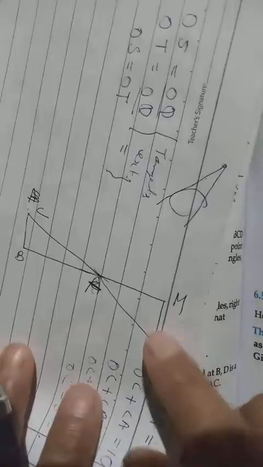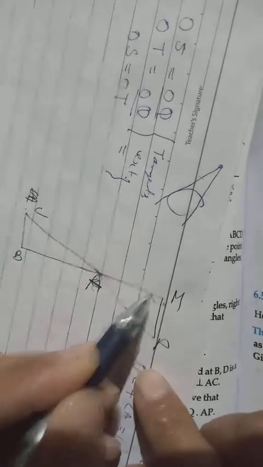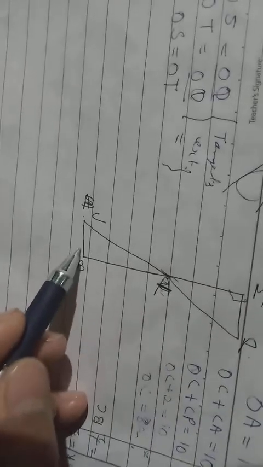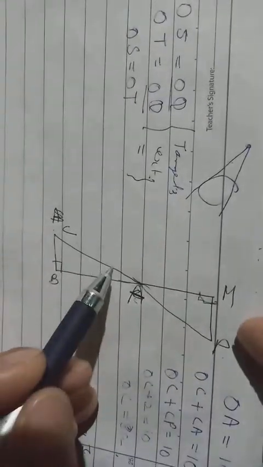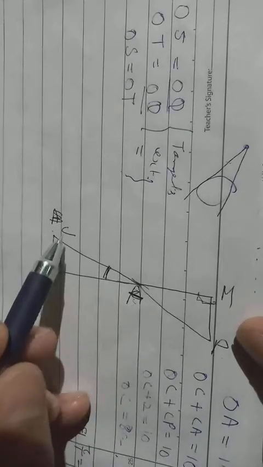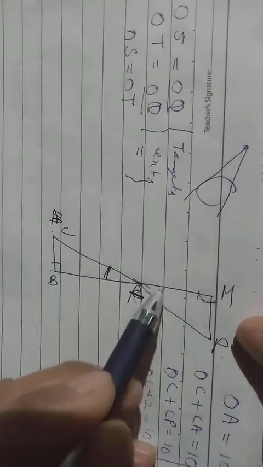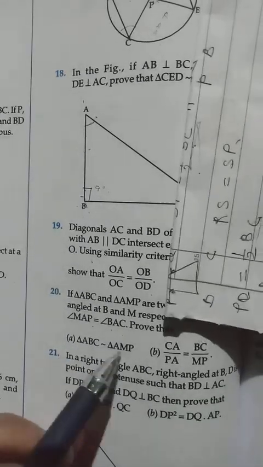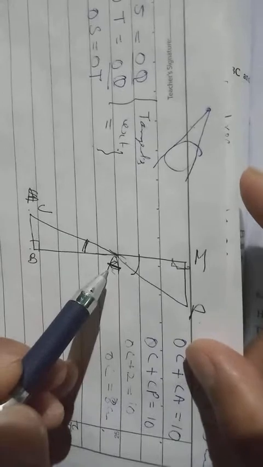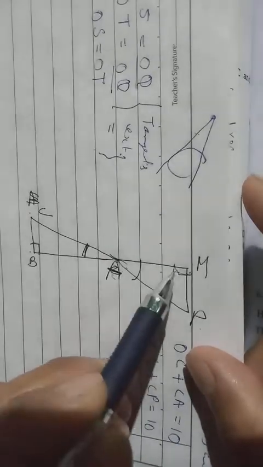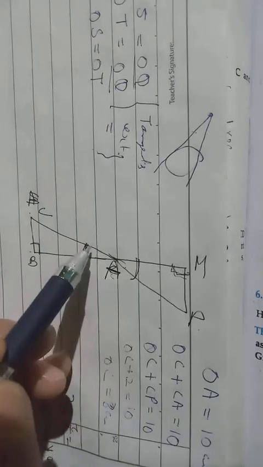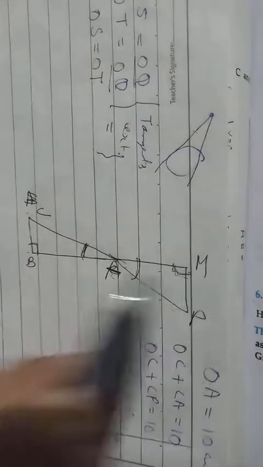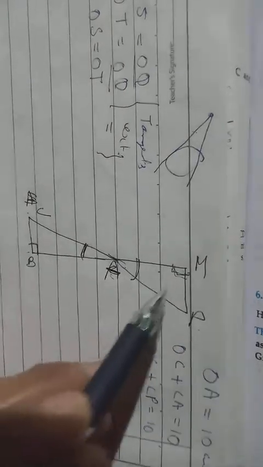Then angle M is 90 degrees. So here you see we have angle B 90, angle M also 90 degrees. Then already given angle BAC equals angle MAP. So we have to prove that those two triangles are similar. From here, angle B equals angle M, each 90 degrees, already given. Then these two are also given equal. So if two angles are equal, that means these two triangles are similar.